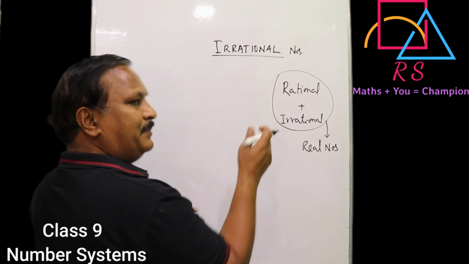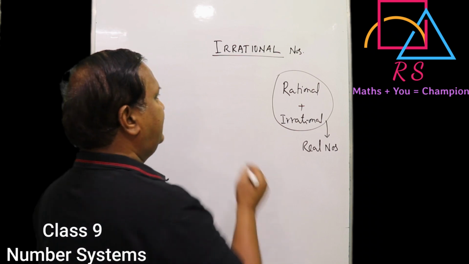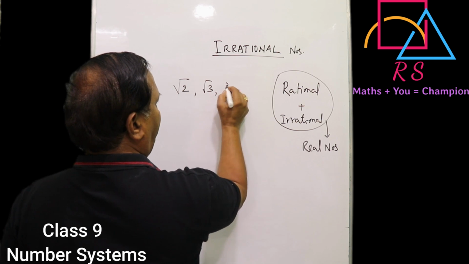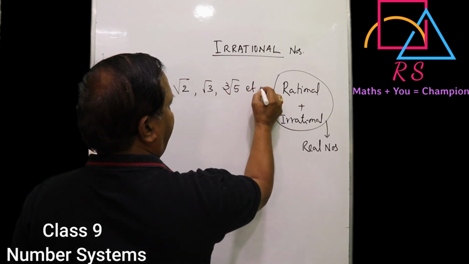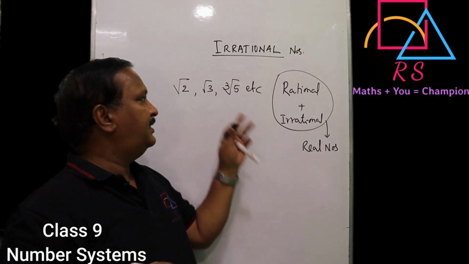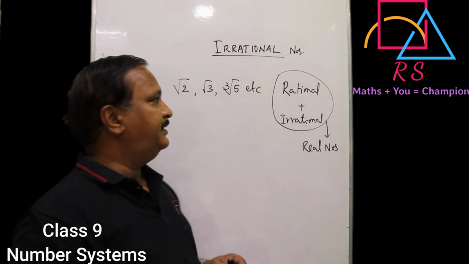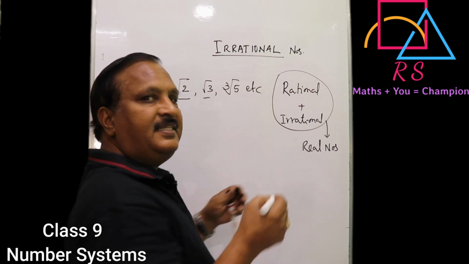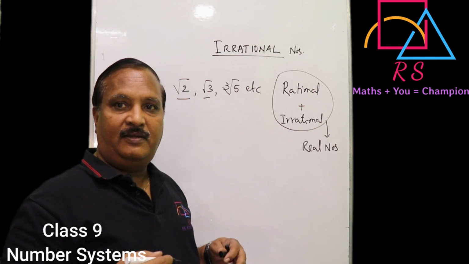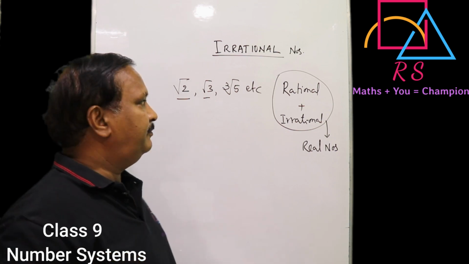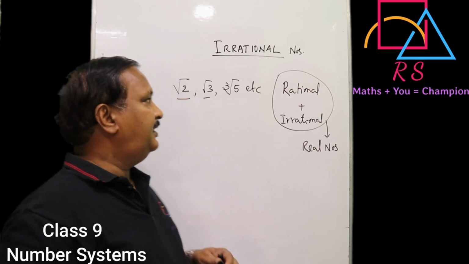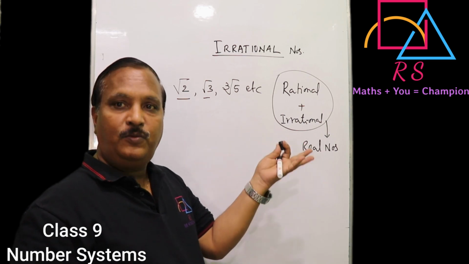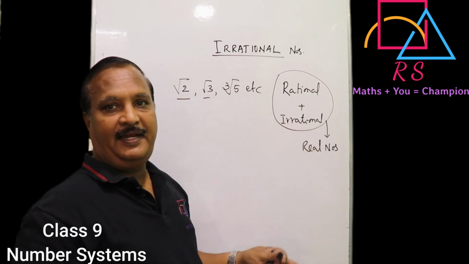So let us understand some irrational numbers with some examples. Square root terms are there, square root numbers, root 2, root 3, cube root of 5, etc. All these things are examples for irrational numbers. So now, this root 2, root 3, these things can be represented on the number line, even cube root of 5 also, right? But in this class, root 2, root 3, how are they going to be represented on the number line?